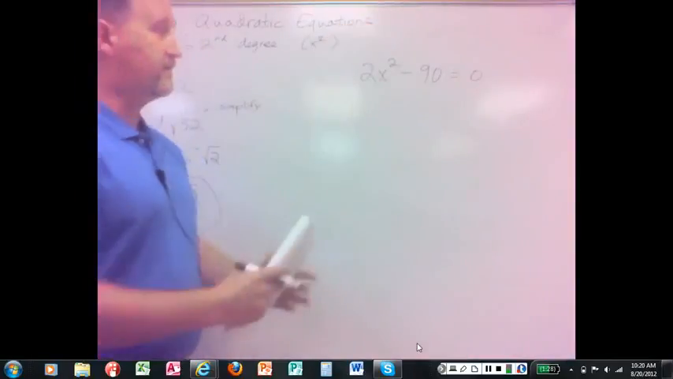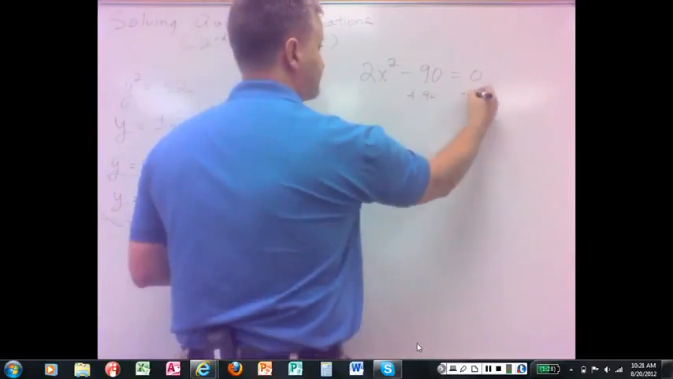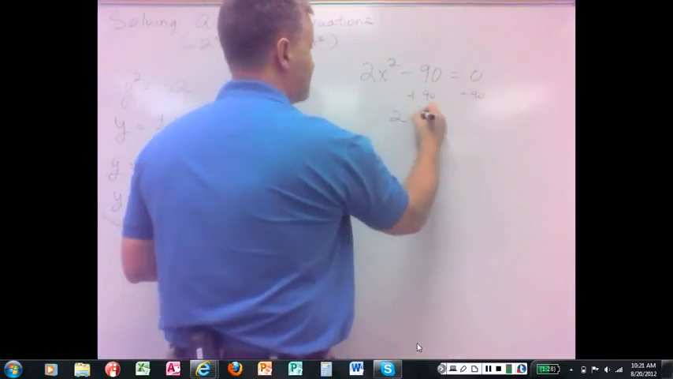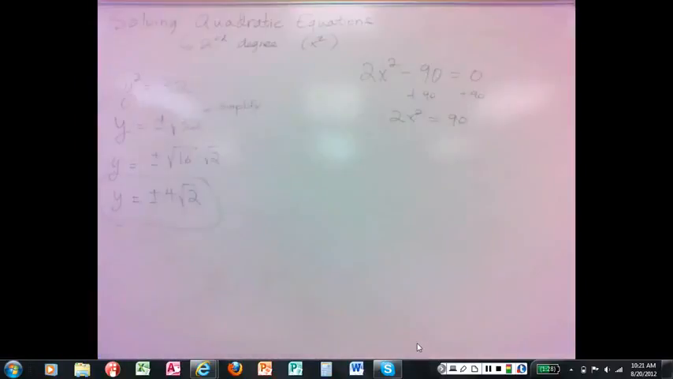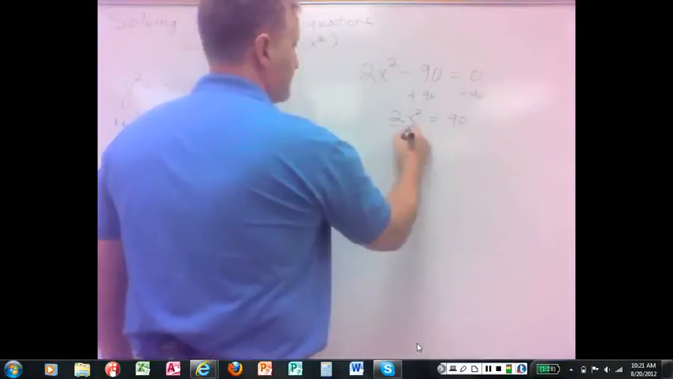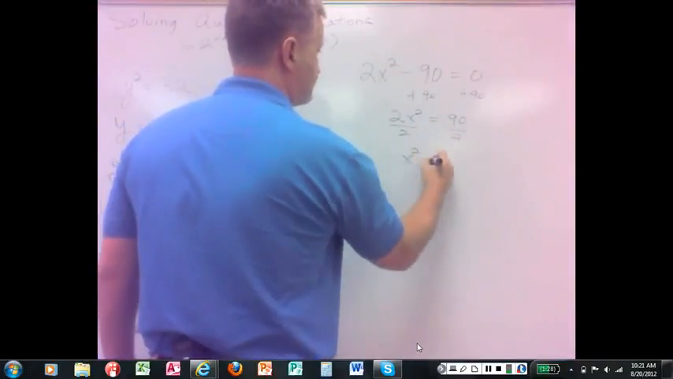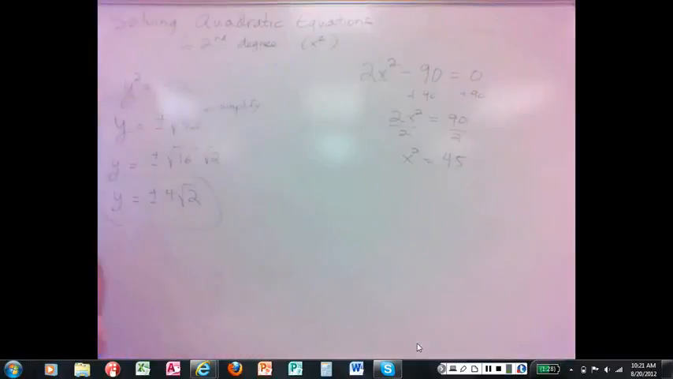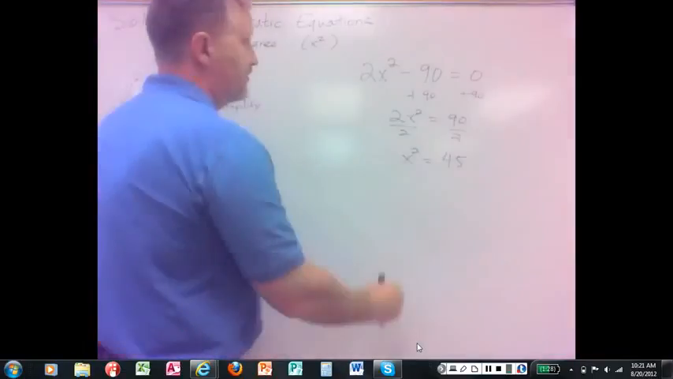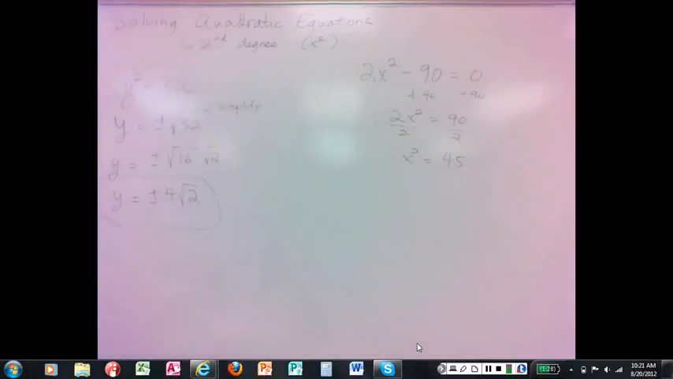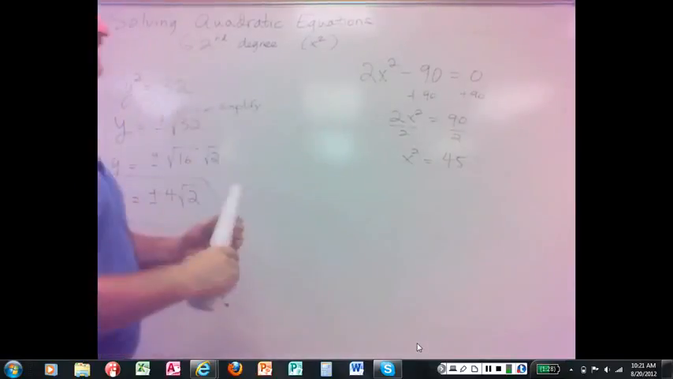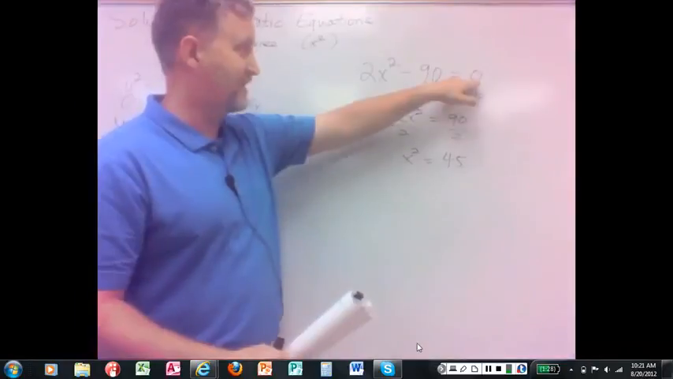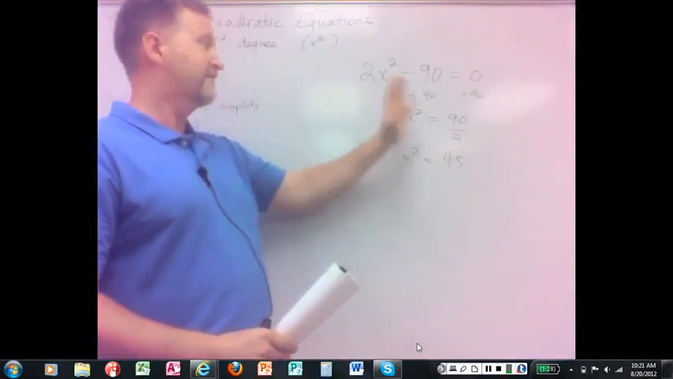If I add 90 here and then divide by 2, so that would give me 2x squared equals 90. Then I divide by 2 and get my x squared. It would equal 45. That one also can be done with this square root method. Like I said, this will be something that comes up a lot the way we do it. So, noting here that the technique is different. On the factoring method, we want one side to be 0. On the square root method, you want the x squared to equal a number.